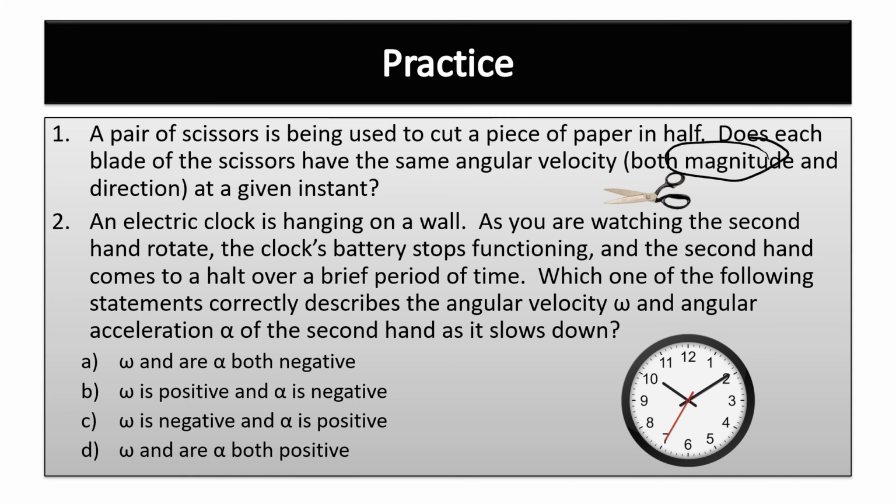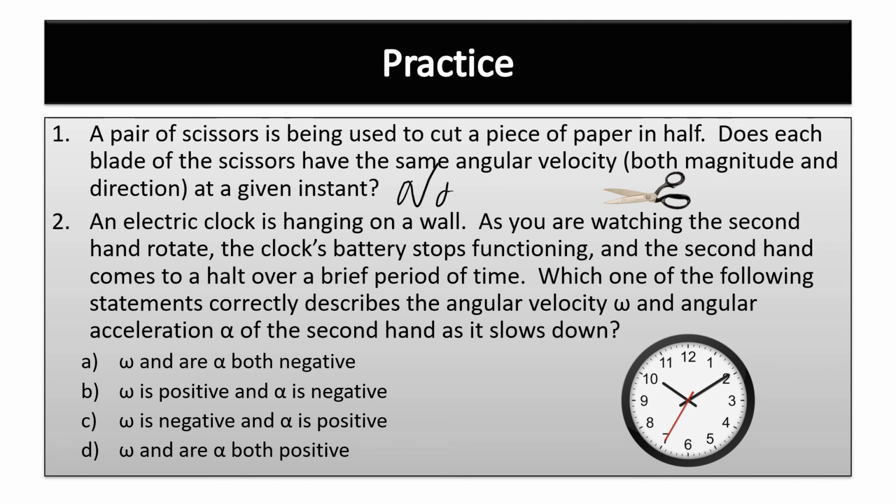You might say, well, it's the same magnitude, but hopefully you can see that this blade's going to go this way, and this blade's going to go this way. The top blade is going counterclockwise, and the bottom blade is going clockwise. So they do not have the same direction, so they do not have the same angular velocity. I would say no, even though the magnitude, the angular speed, might be the same, it's a different angular velocity because it's a different direction.